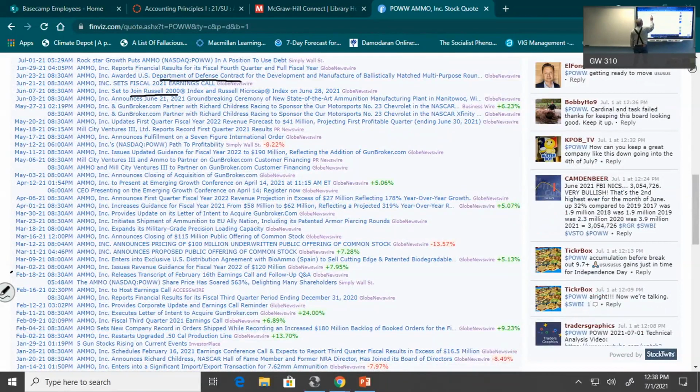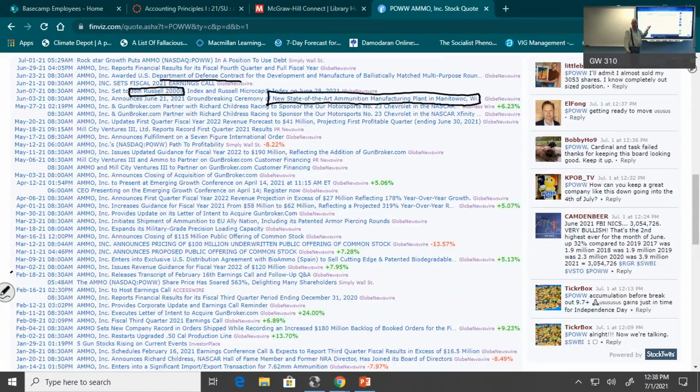They're joining the Russell 2000, which is an index. That's kind of bullish. They're building a new state-of-the-art ammunition manufacturing plant in Wisconsin, of all places. The only reason I say that, not because I don't like Wisconsin, is that it's just cold up there. So you might think, why would you do that? You've got to pay for heat in the plant. But they did. Maybe they're from there or something.